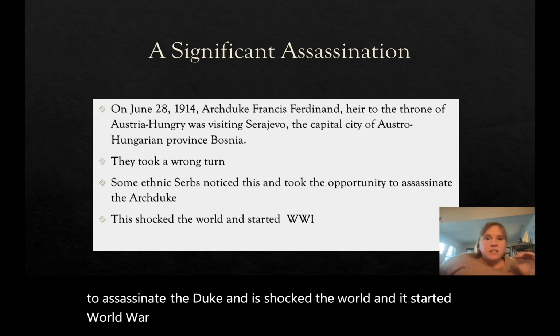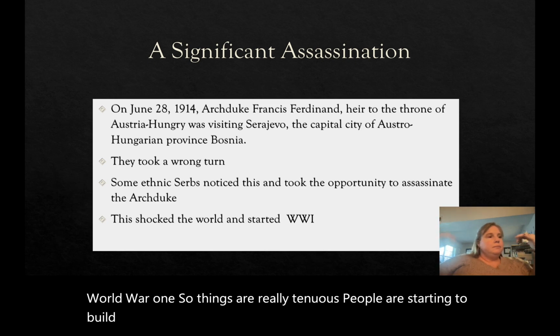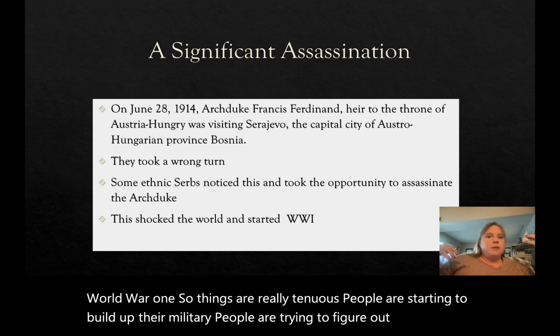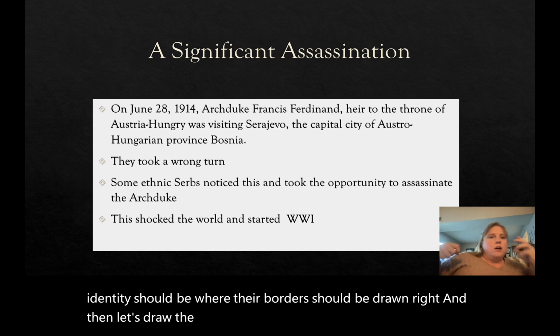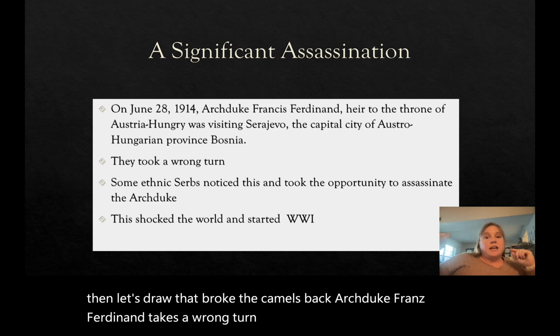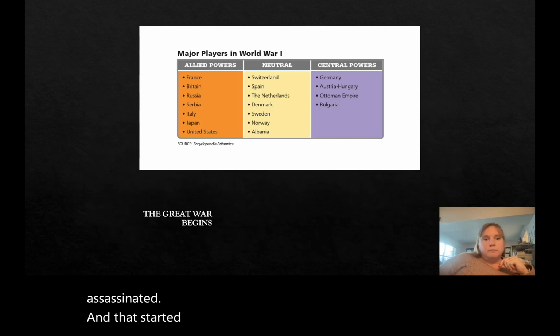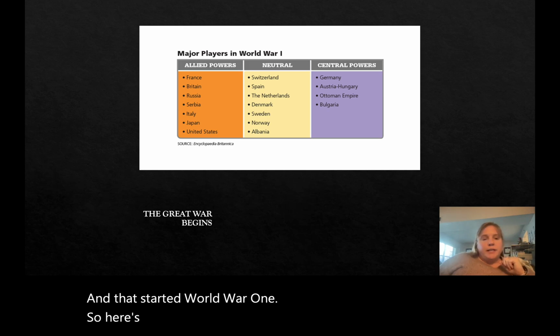Okay, so things are really tenuous. People are starting to build up their military. People are trying to figure out what their identity should be, where their borders should be drawn, right? And then the straw that broke the camel's back, Archduke Franz Ferdinand takes a wrong turn somewhere, and he gets assassinated. And that started World War I.